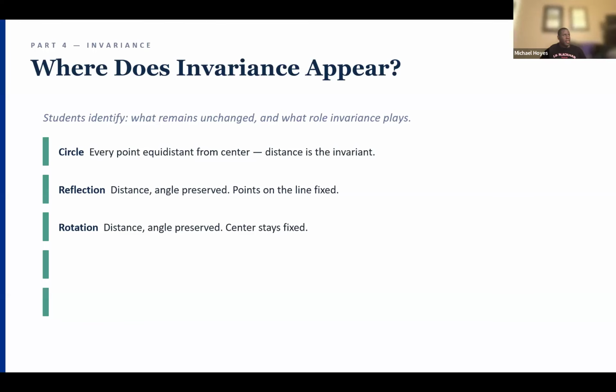The other thing is translation. Translation is another thing. So what is happening here? What is unchanged and what role does invariance play? In this case, we said that everything stays the same except for absolute position, and that's pretty much all we can work with. There are no fixed points, like you said, there's no absolute position. But distance and angle are preserved.